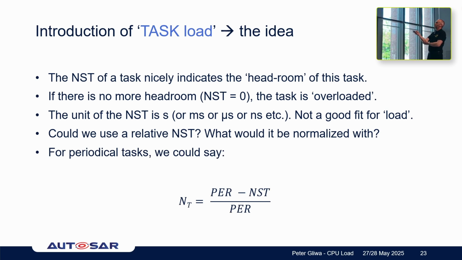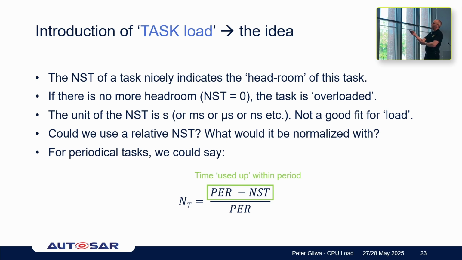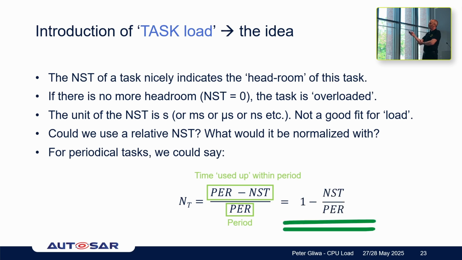So here we subtract the net slack time from the period, and that is kind of the time used up. So I'm flipping the logic around. I'm not talking about headroom now. I'm talking about how much, because I want to talk about load, right? So how much time is used up, and that's this value here. And then we normalize it with the period. Then some transformation gives us this term, which I say is the task load for this task here.